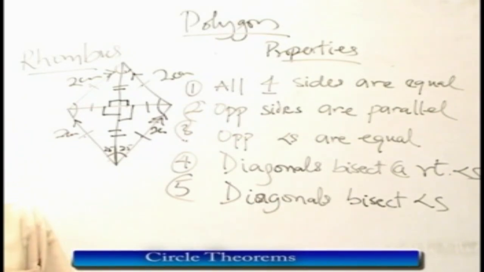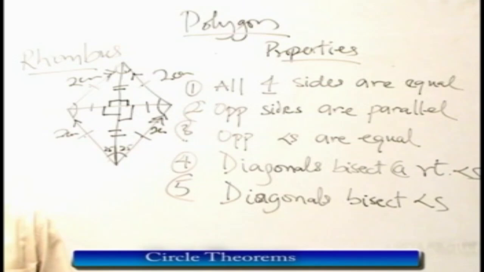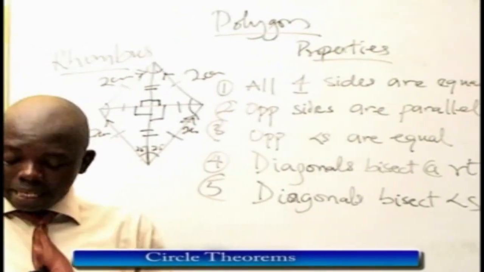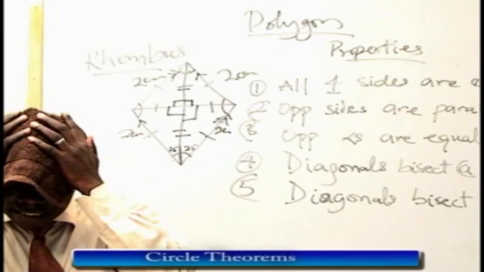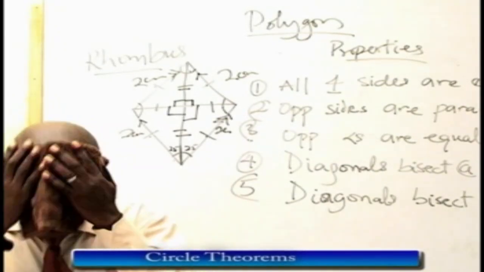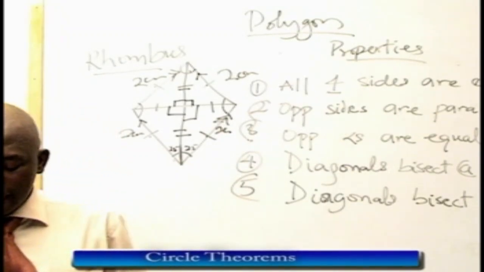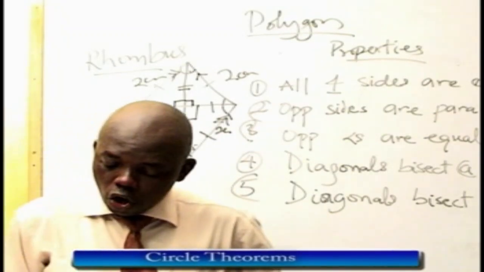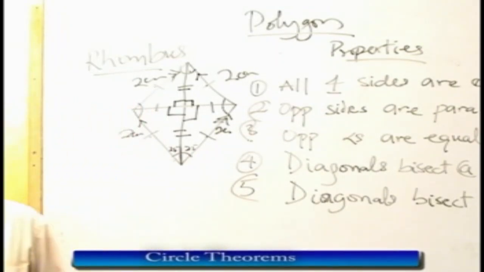Now, a polygon. A polygon is any plane figure with straight sides. A regular polygon has angles and sides of equal size and length.